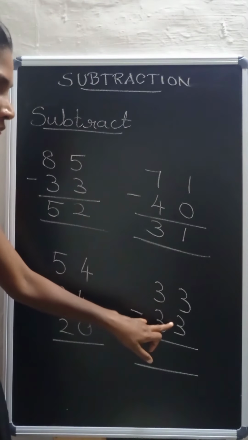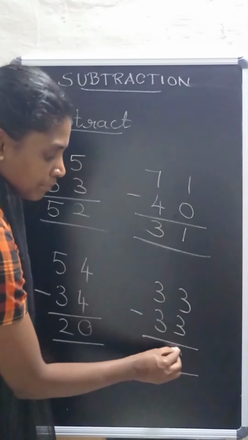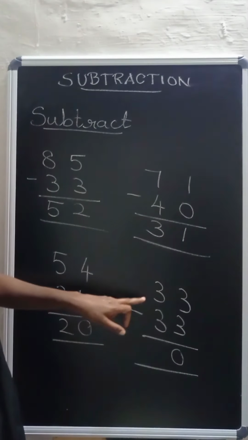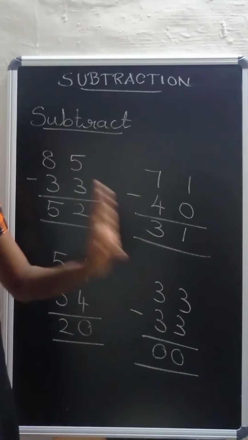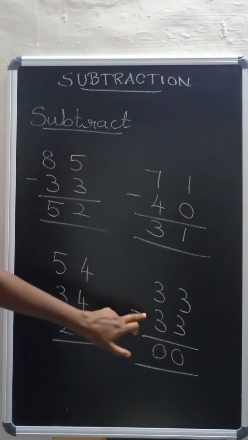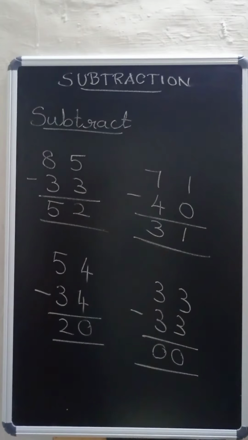Here you have 3 minus 3. So, when you subtract same numbers, you will get 0 as your answer. Here also 3 minus 3, 0. So, your answer is 0. So, 33 minus 33 is 0.